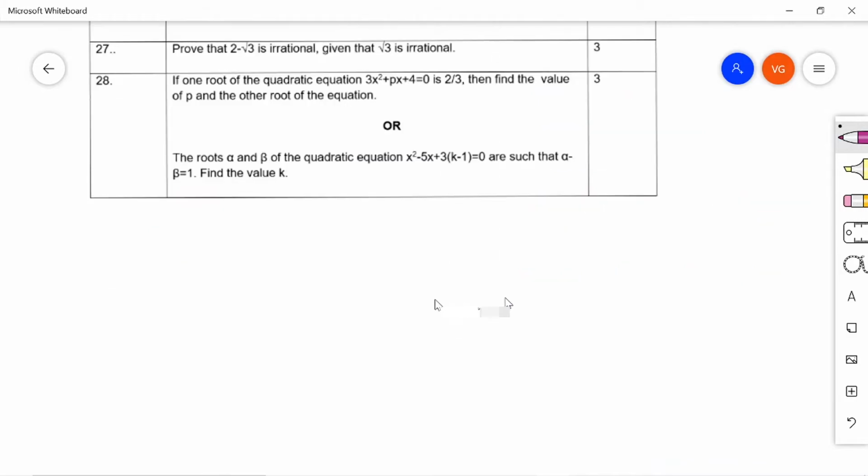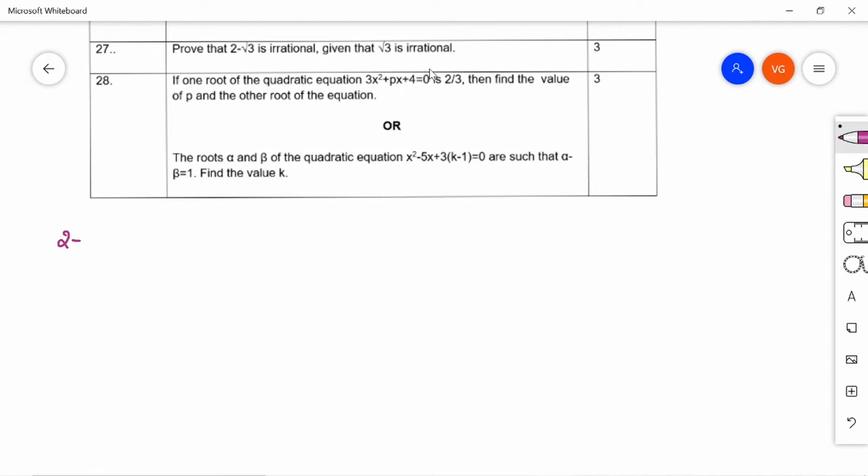Coming to question number 27. From question number 27 onwards, these are 3 mark questions. Prove that 2 minus root 3 is irrational given that root 3 is an irrational number. So this is a very frequently asked question. So the solution is like this.